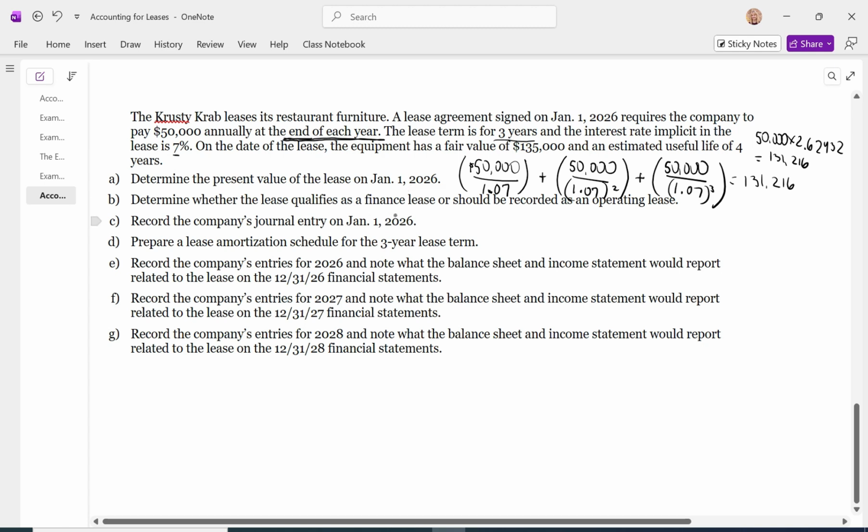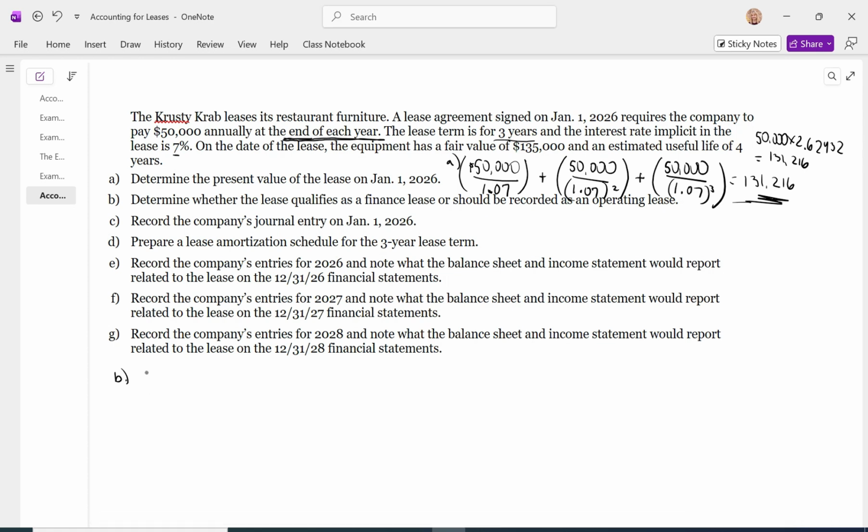So that's how we determine the present value of the lease on the first day. Determine whether the lease qualifies as a finance lease. So here is A. This is the present value. And B, we don't know anything about a bargain purchase option, transfer of ownership at the end, or customizable. Let's assume none of those exist. Let's look at the lease term. The lease term is for 3 years out of 4 years, and we've met our criteria for the finance lease.